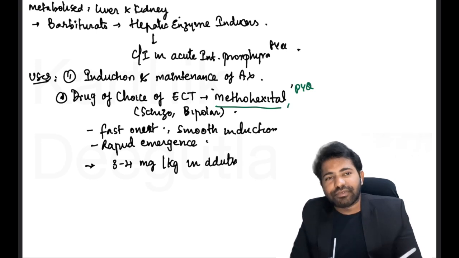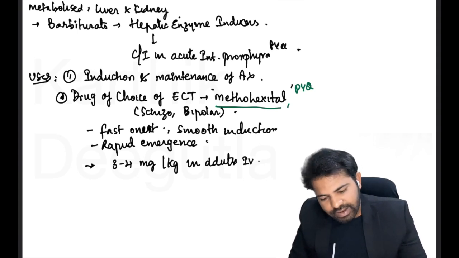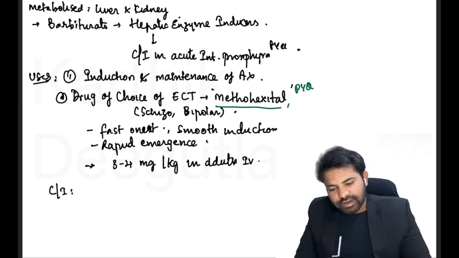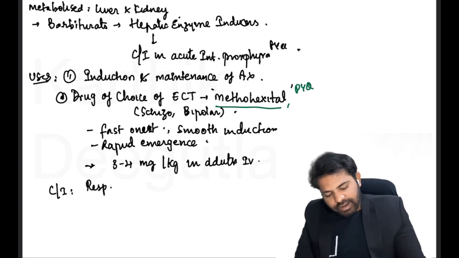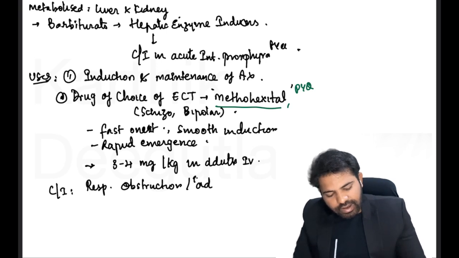For children, it is 5 to 6 mg per kg. 3 to 4 mg per kg IV in adults. Then what are the contraindications? Whenever there is a respiratory obstruction or inadequate airway, because it causes apnea.